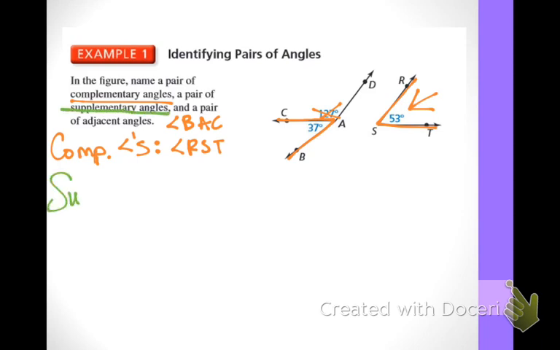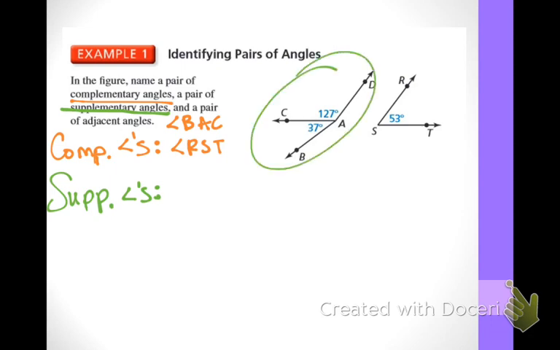Supplementary, I always write sup, like this. So supplementary angles. What do supplementary angles do? Add up to 180. So we need to find which 2 angles will add up to 180. You can look at these two. You don't even have to do any math. If these two added up to 180, what would they form together? A straight line. Do they form a completely straight line? No. Okay, so those two won't.